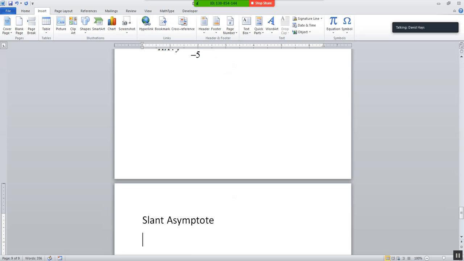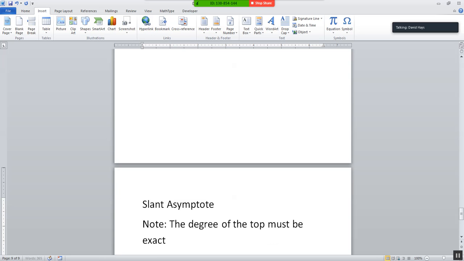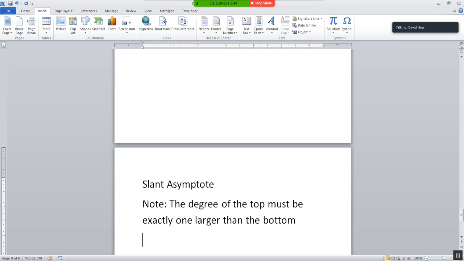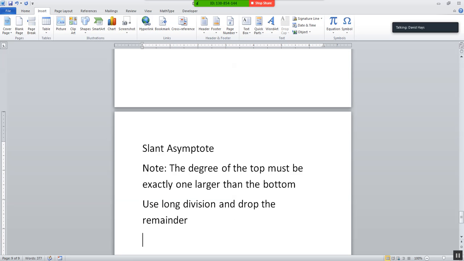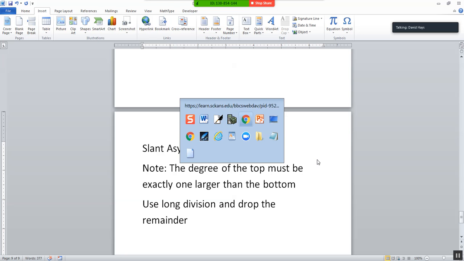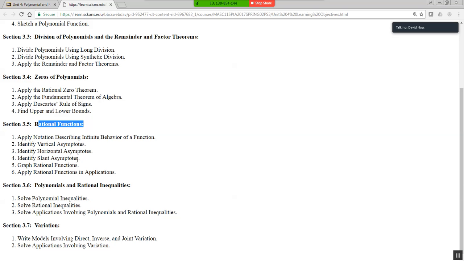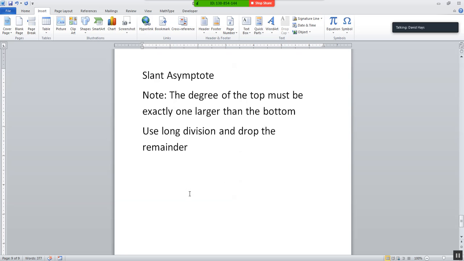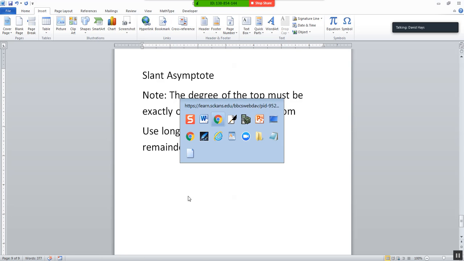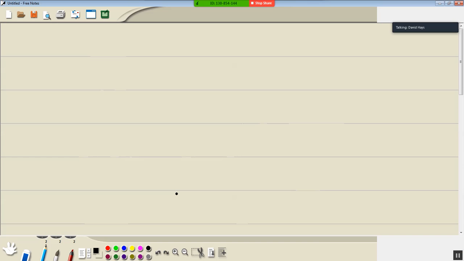Now, in order to have a slant asymptote, the degree of the top must be exactly 1 larger than the bottom. And what you do is use long division and drop the remainder. Now, some books refer to the slant asymptote as the oblique asymptote. Now, I don't even know what this book refers to it as. Slant asymptote. But if you've heard oblique, that's the same thing. Now you make up a problem.